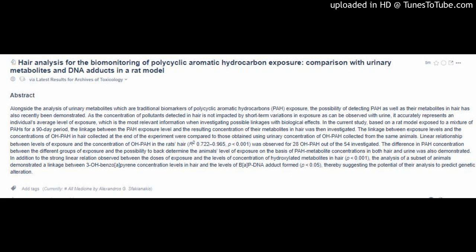In addition to the strong linear relation observed between the doses of exposure and the levels of concentration of hydroxylated metabolites in hair, P < 0.001, the analysis of a subset of animals demonstrated a linkage between 3-O-benzoylpyrene concentration levels in hair and the levels of BAP-DNA adduct formed, P < 0.05, thereby suggesting the potential of their analysis to predict genetic alteration.